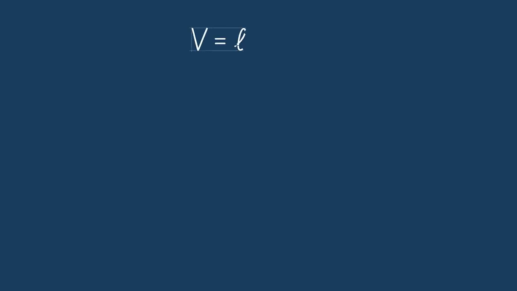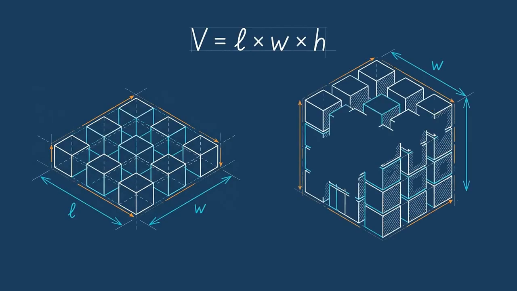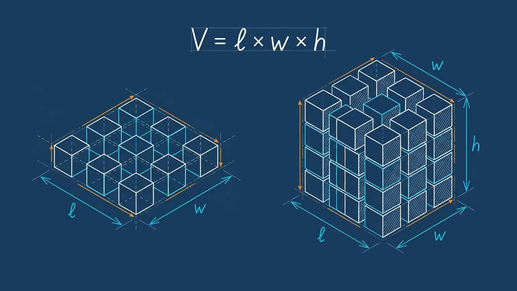For a rectangular prism, use the formula V equals L times W times H. Length times width tells you how many cubes fit on the bottom layer. Then multiply by height to count all the layers.